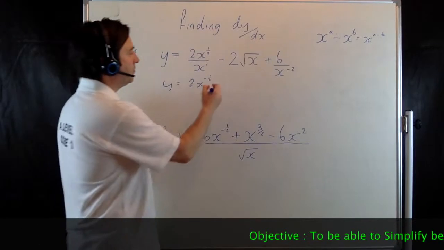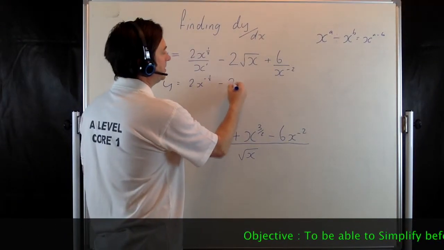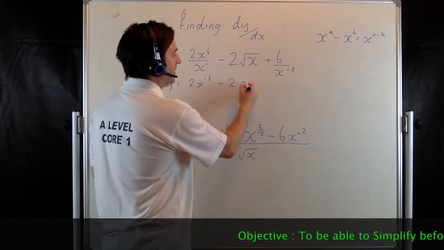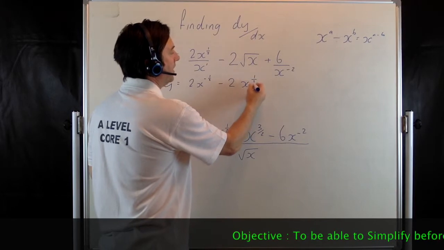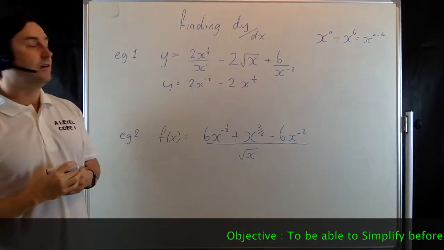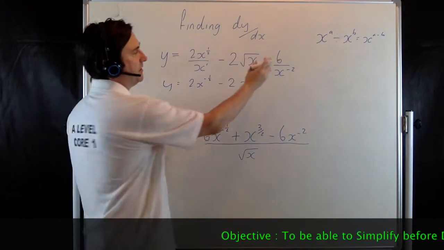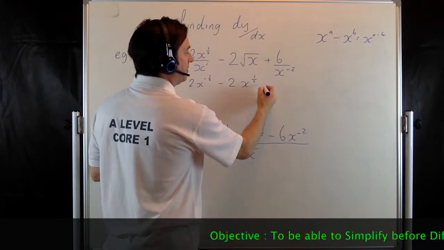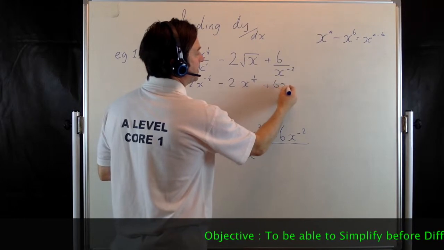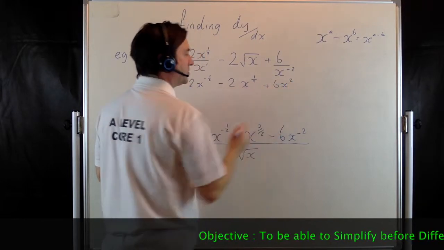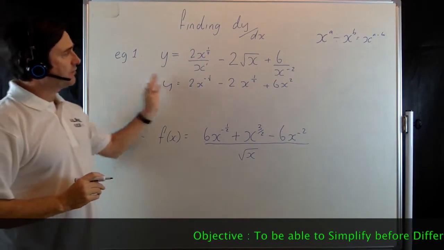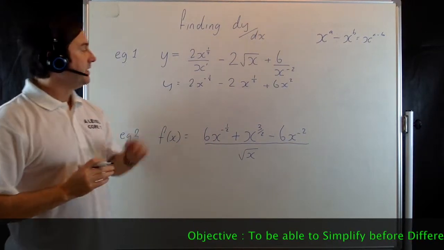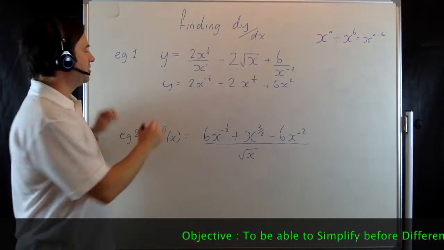The second one, we want this out of its root, so this is negative 2 and that becomes x to the half. Root x is x to the half. And then the last term here, when we bring this x to the negative 2 up to the top, it becomes plus 6x to the positive 2. Now we've got all our terms on one line. Now we can differentiate this.